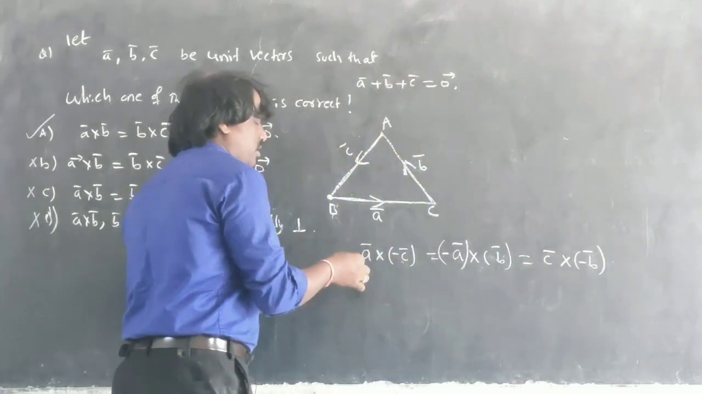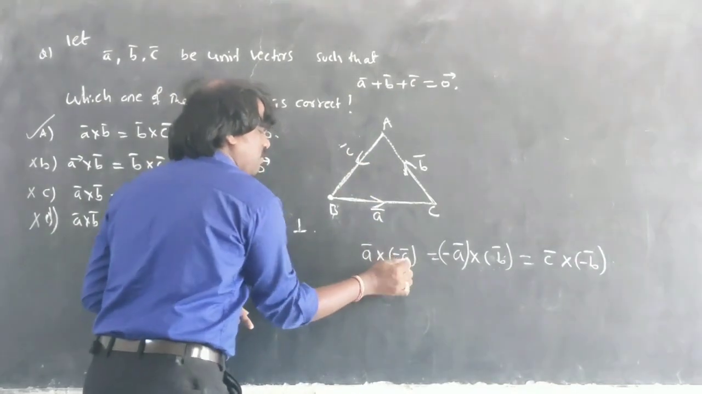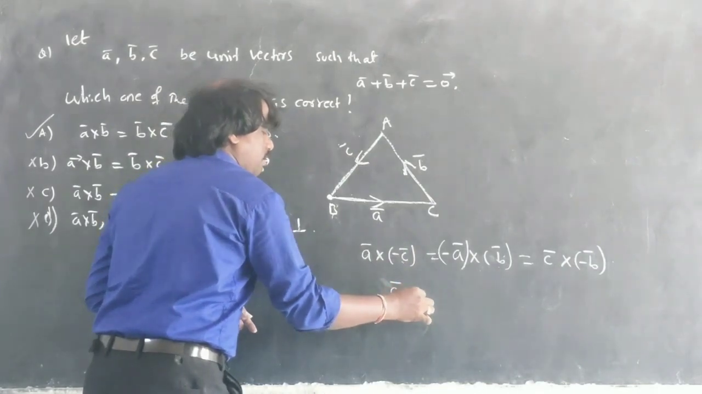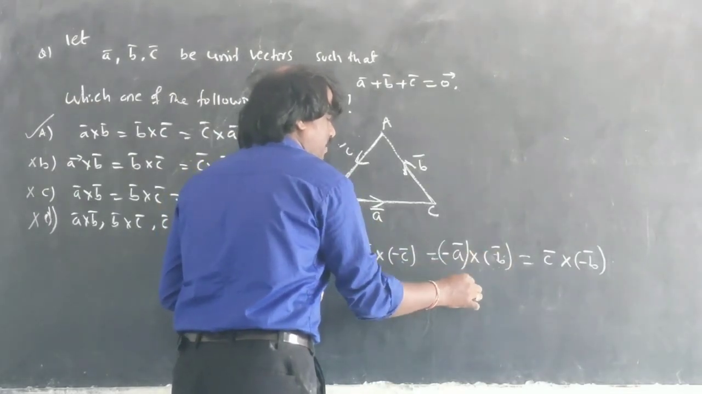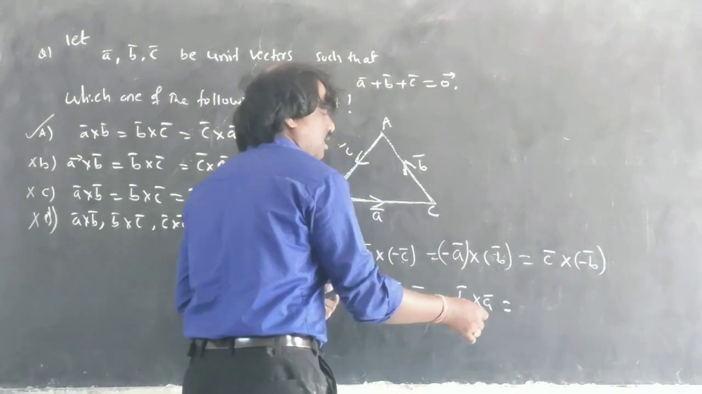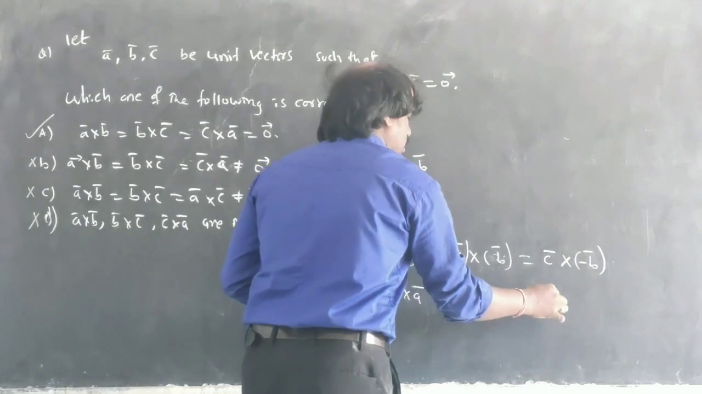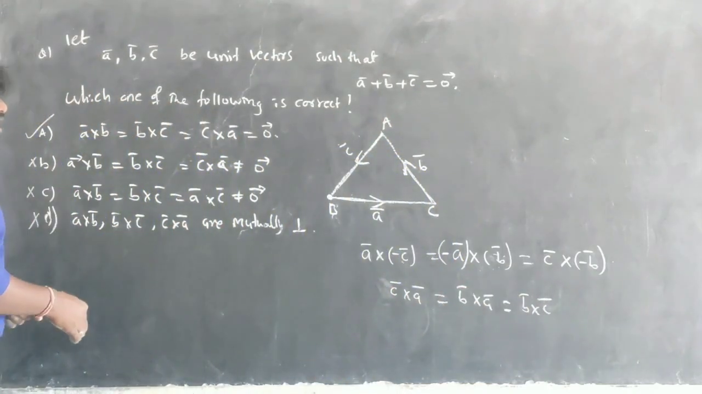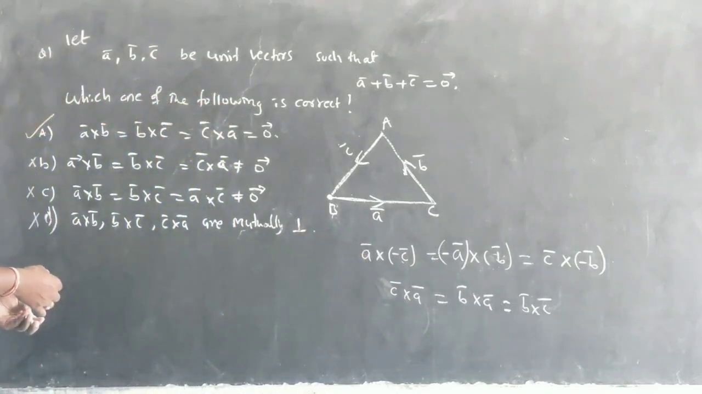It means what I am going to get is A cross C, this is the direction, and they are parallel. So A cross C will be nothing but minus of C cross A, and this will be equal to B cross A, and this will be equal to C cross B after removing the negativeness, placed as B cross C, and these all are equal. So A cross B, B cross C, C cross A are parallel to each other, and they follow the triangle law, so that they all will be equal. That's what the answer is here.